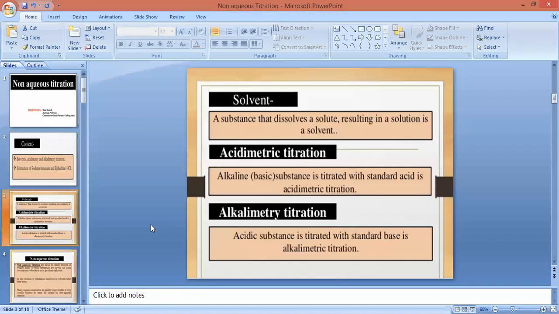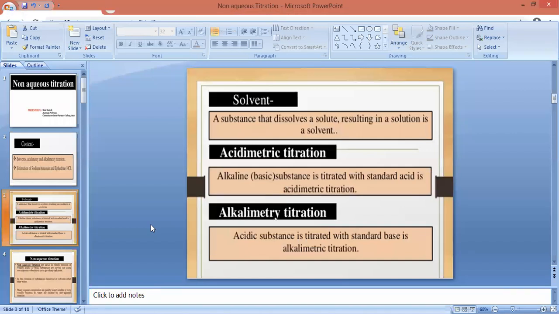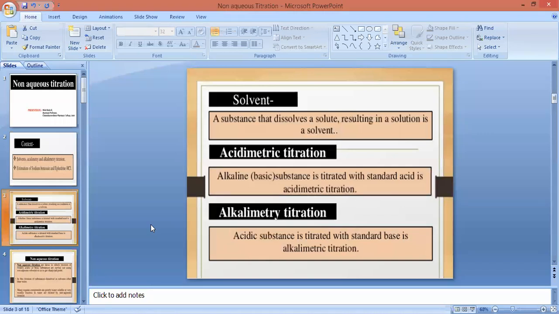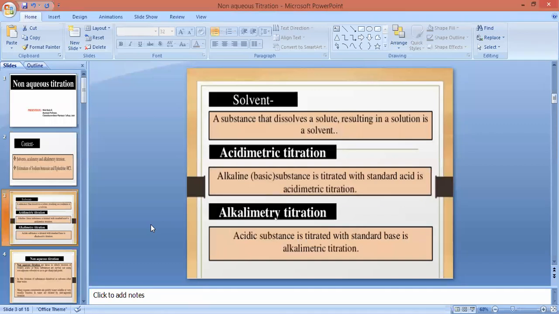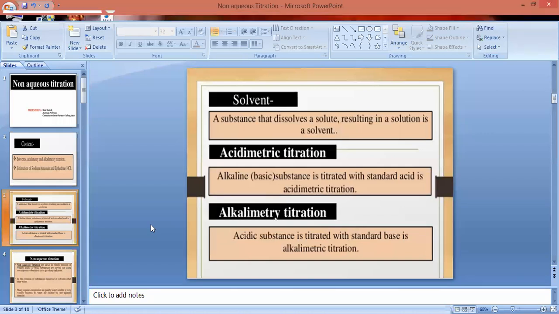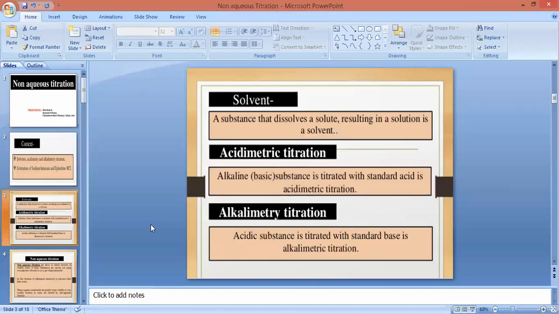So solvent is a substance that dissolves completely the solute present in it, resulting in the formation of a solution. Second basic term related to non-aqueous titration is acidimetric titration. Acidimetric titration is particularly used for the determination of basic drug substances. So we are going to treat that basic drug substance with the help of standard acid, since the chemical reaction occurs between two different species. Say for example, in acid base type of titration, acid reacts with the base, and formation of salt takes place. So in acidimetric type of titration, with the help of standard acid, we can find out the concentration of base. Therefore, it is known as acidimetric type of titration.